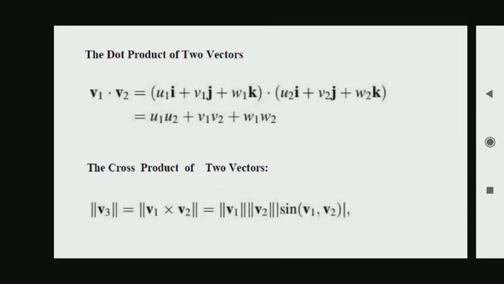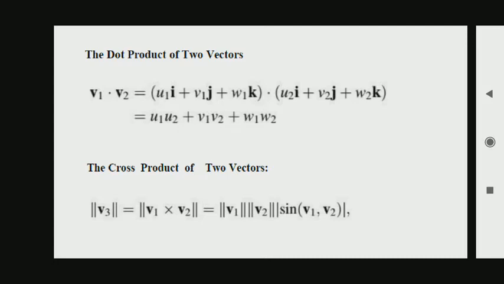So next, the dot product of the two vectors. By definition, the dot product of two vectors v1 and v2 is a scalar quantity. It is given by v1 dot v2, that is (u1i plus v1j plus w1k) dot (u2i plus v2j plus w2k). It is equal to u1 u2 plus v1 v2 plus w1 w2.